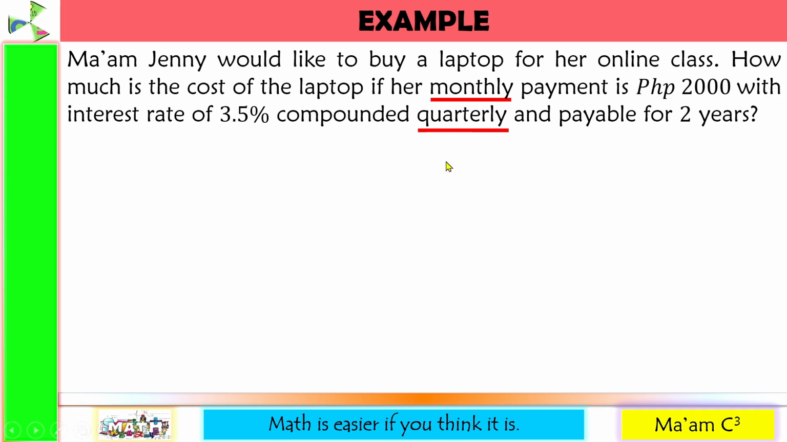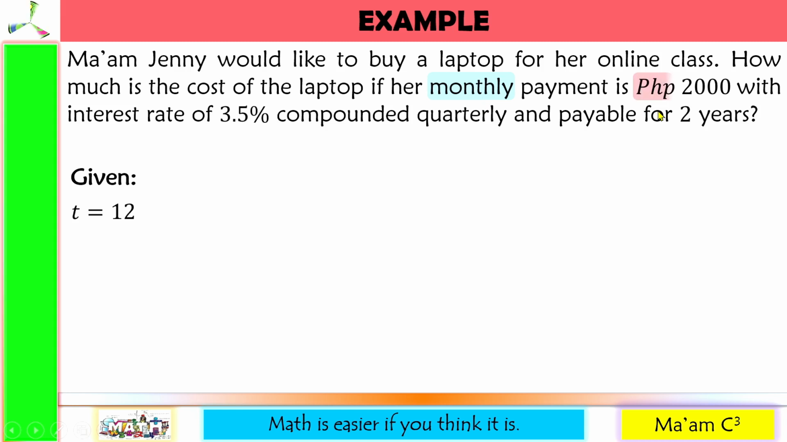They do not coincide, so this is a general annuity. Let us determine the given. The first word that we have here is monthly. There are 12 months in a year, and that is the frequency of payment. So our T is equal to 12.